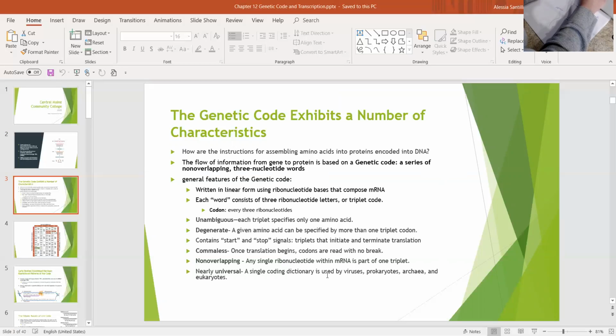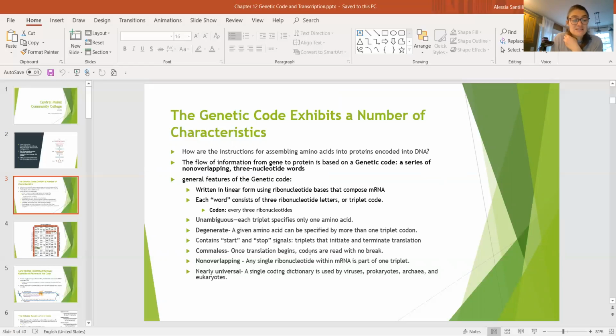It's a series of non-overlapping 3 nucleotide words. There's a couple of features of the genetic code. The first one is that it is linear. And so you start at the beginning of the mRNA, which is in linear format, and then you just read along until you get to the end. You read every single word, right, which makes one amino acid in a triplet. So basically 3 ribonucleotides are going to encode for 1 amino acid. So 3 ribonucleotides, that's equivalent to a triplet. Another name for this that I'm going to use from now on is a codon, right? So 1 codon encodes 1 amino acid. And this codon is composed of 3 ribonucleotides.